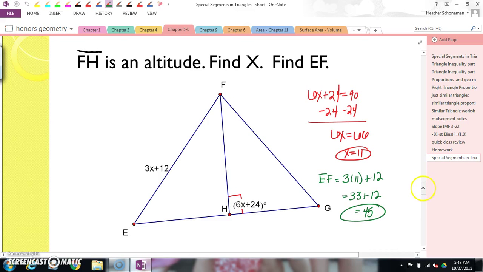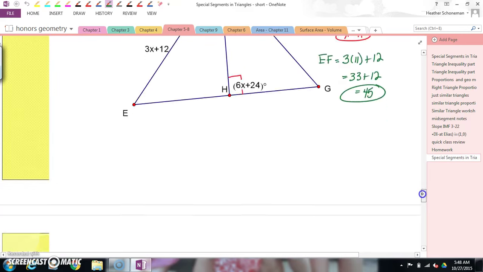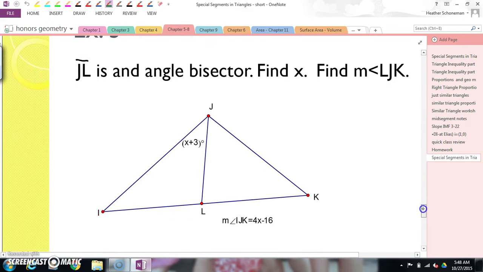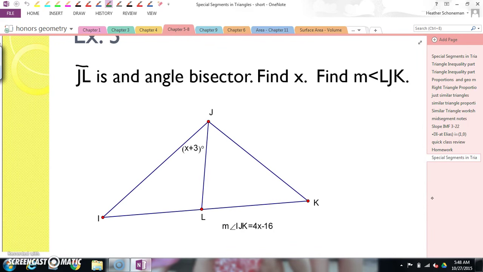Alright, so the median cut the side in half. The altitude forms a right angle. Last but not least, you have the angle bisector, and the angle bisector splits the angle in half. So since JL is the angle bisector, we know this angle has to be congruent to this. They told us that the left side was x plus 3, and then they told us angle IJK is 4x minus 16.